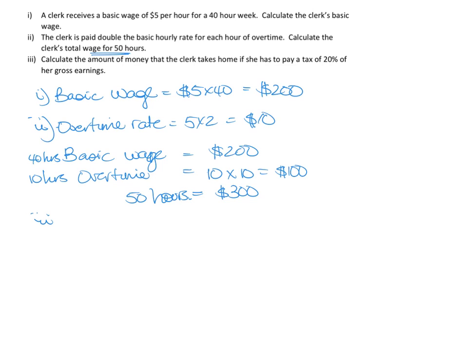Part 3, calculate the amount of money that the clerk takes home if she has to pay a tax of 20% of her gross earnings. So if we want to know how much money she takes home, if she's paying a tax of 20%, then we can work out 20% of $300, which will give us $60.